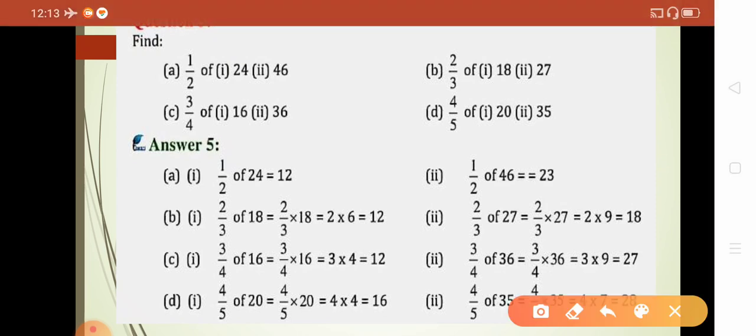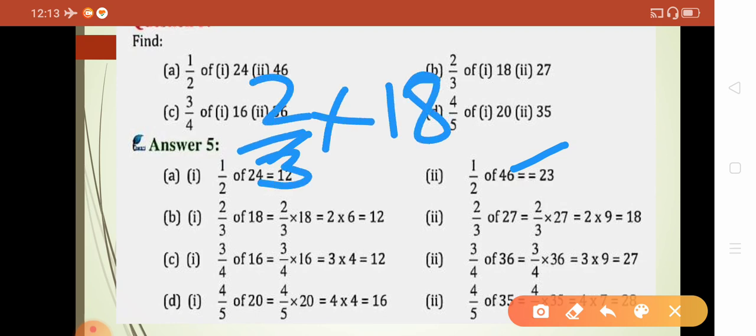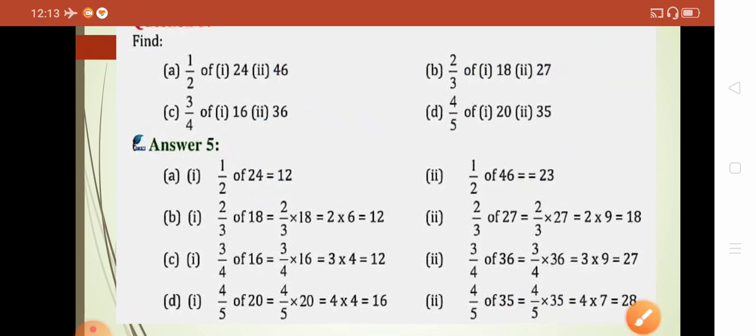Find out the value of half of 24 and 46. So half of 24 is 12, half of 46 is 23. One thing that you have to keep in your mind: whenever of is there, you have to directly multiply the given value. 2 by 3 of 18 means 2 by 3 multiply 18. 3 6s are 18, 6 2s are 12. In this way you can solve.